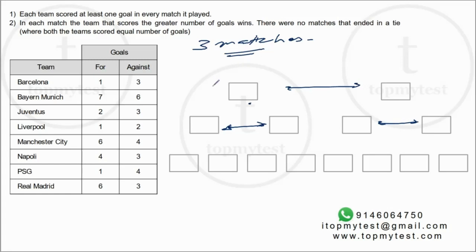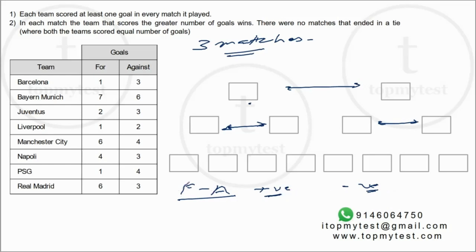The final winner will win 3 matches. He will win the quarterfinal, he'll win the semi-final, he'll win the final. So we know in each match, the team with the greater number of goals wins. If you look at the goal difference, goals for versus goals against, this will be positive for a winner in one match and negative for a loser in a match.